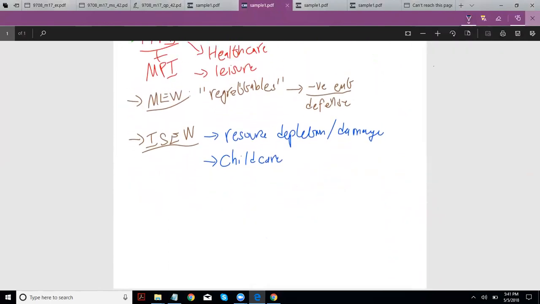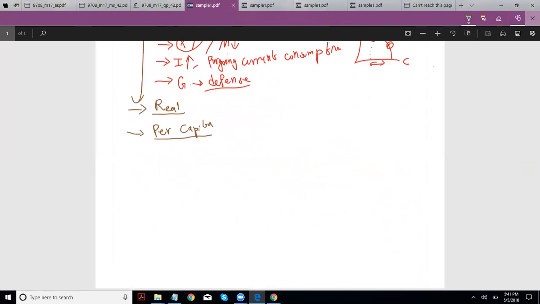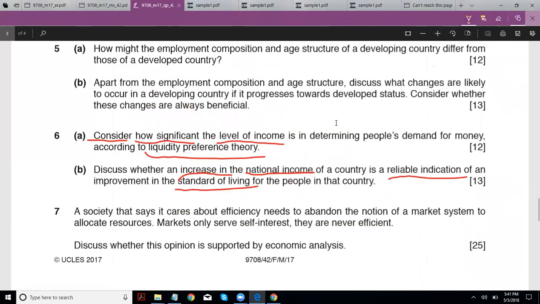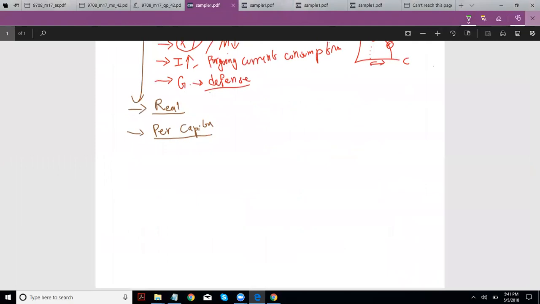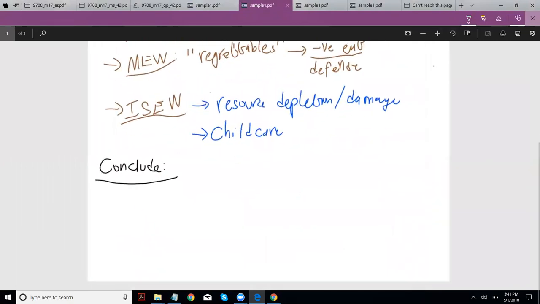What are we concluding with? Question, not a good sign. Not a good sign. Discuss whether an increase in national income is a reliable indication of an improvement in the standard of living for the people in that country. Maybe. Yes, but you have to add some substance here.